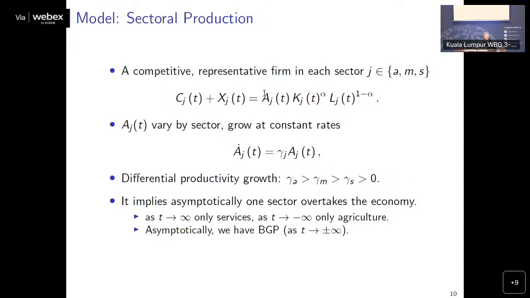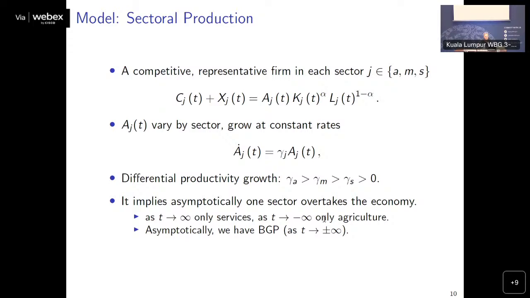Okay, so you have value added that's produced with a Cobb-Douglas production function. So this is for sector J. Again, the exponent's the same. AJT grows over time at a constant rate that depends on the sector. Agriculture grows faster than manufacturing, grows faster than services. And that value added can get sent to the investment aggregator, it can get sent to the households for their consumption aggregator. This implies asymptotically that one sector takes over the economy. Because both these elasticities of substitution are less than one, eventually services takes over the economy. It's the slowest moving sector.